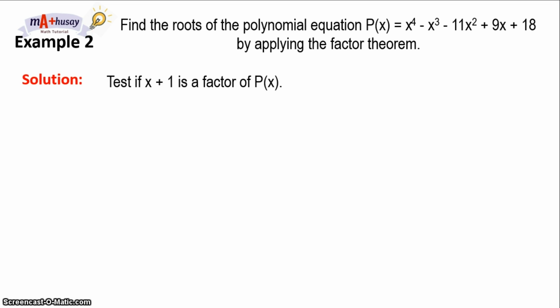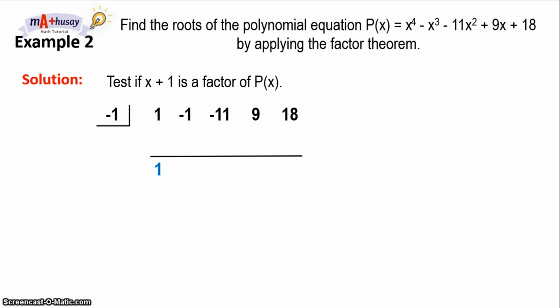We will use synthetic division to find out if the remainder will be 0. Listing down the numerical coefficients of this equation, we have 1, negative 1, negative 11, positive 9, and 18. The number that should be written in this corner is negative 1, so we will test if negative 1 is one of the roots of the polynomial equation. By synthetic division, we bring down 1.